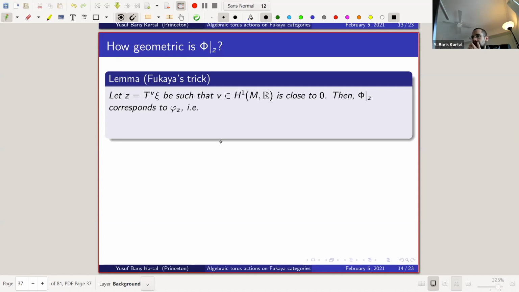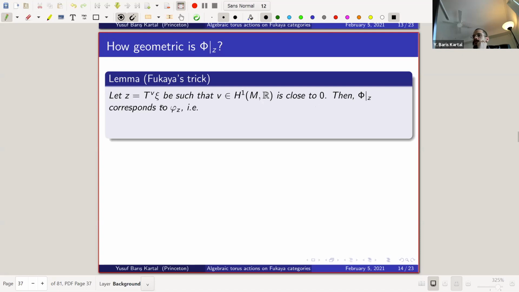Okay. So let me, hopefully I wasn't doing crazy stuff, but to convince you that this is not entirely crazy, I'm going to tell that's nothing new actually. So the lemma follows from Fukaya's trick. So if Z has a polar decomposition like this, T to the V chi, where psi is this unitary part and V is some element of H1 MR that's close to 0.